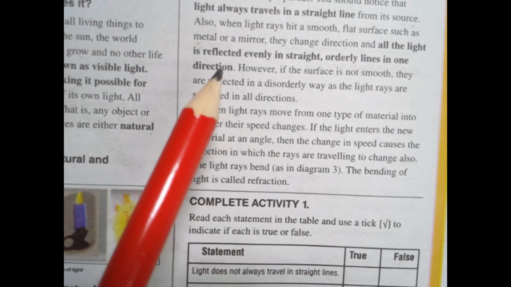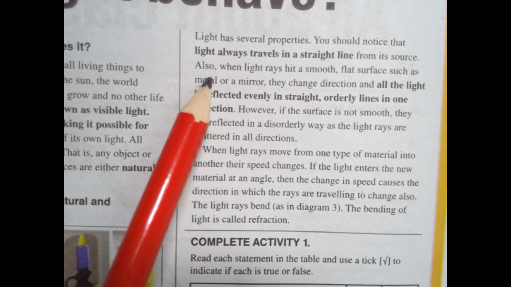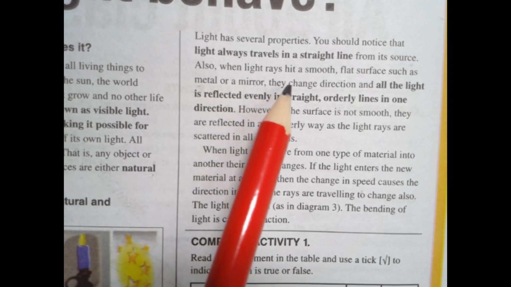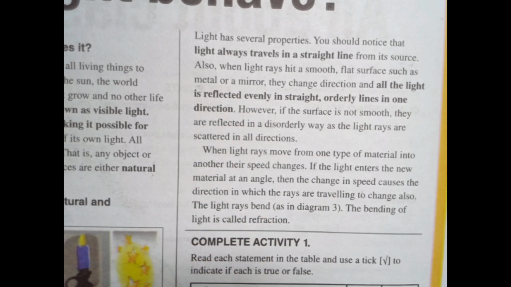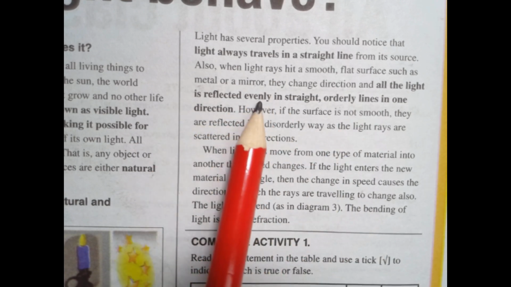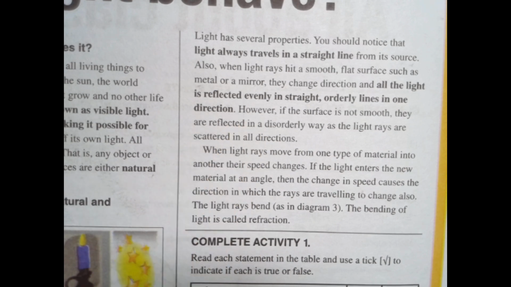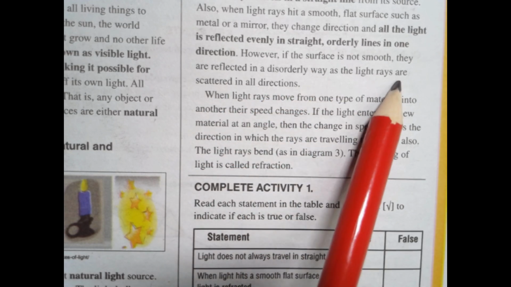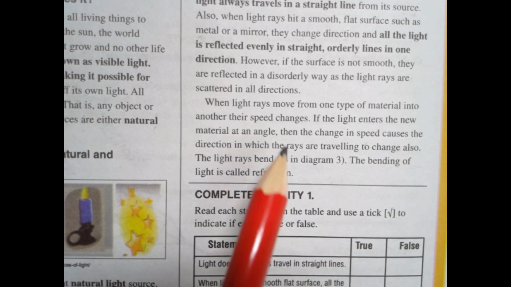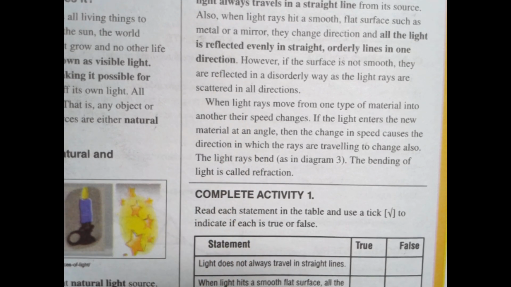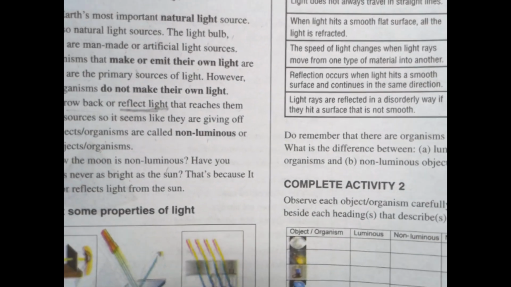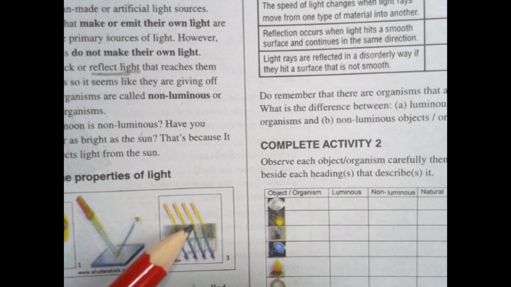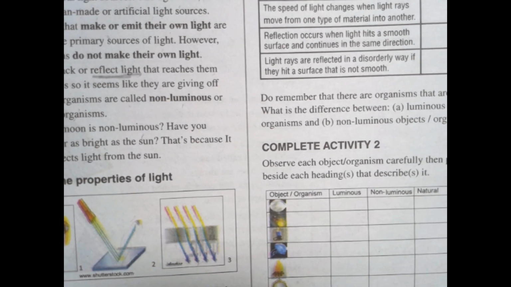All right, learning. Let's go. Also, when light rays hit a smooth, flat surface such as metal or a mirror, they can change direction. Yes, we see that. And all light is reflected evenly in straight, orderly lines in one direction. However, if the surface is not smooth, they are reflected in a disorderly way as light rays are scattered in all directions. So it kind of depends on what light comes in contact with. If it is shiny and smooth, then it could come up like this. Or if it meets up on something else, then it could be scattered.